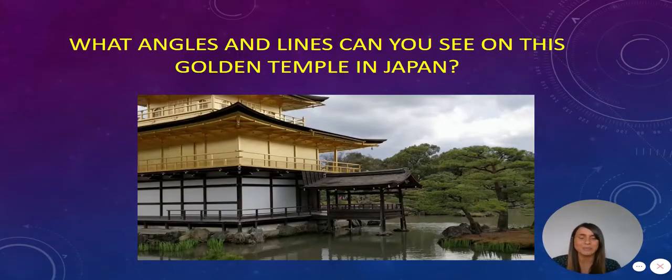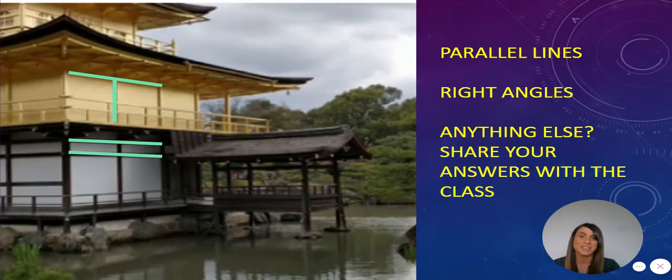So I want you to take a look at this picture and identify what angles and lines you can see on this golden temple in Japan. So press pause for some thinking time and then have a chat to the person next to you about what you discovered. So here's some examples that you may have spotted. Some parallel lines, some right angles, and if there's anything else that you found, please share it with your class.